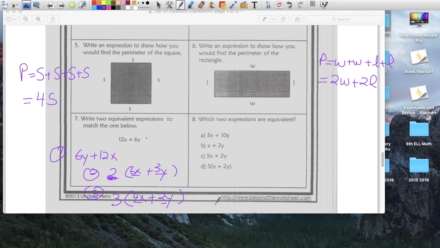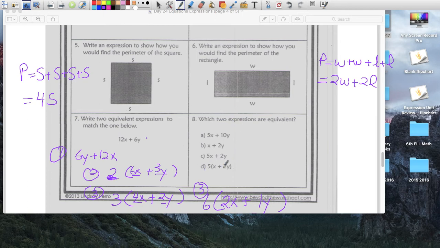What other number is common to 12 and 6? It would be 6. So 6 is outside. 6 times what is 12x? It's 6 times 2x. And then 6 times what is 6y? It's 1y. So 6 times 2x is 12x, and 6 times 1y is 6y. So we got 3 different possibilities, 4 different expressions.